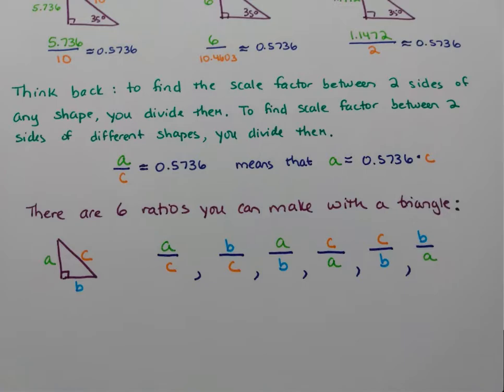So there are the 6 different ratios, and there they are. I could compare A to C, B to C, A to B, or I could flip each one of those: C to A, C to B, and B to A. So 6 different ways I could calculate scale factors, depending on who I want to start with and who I want to end with.